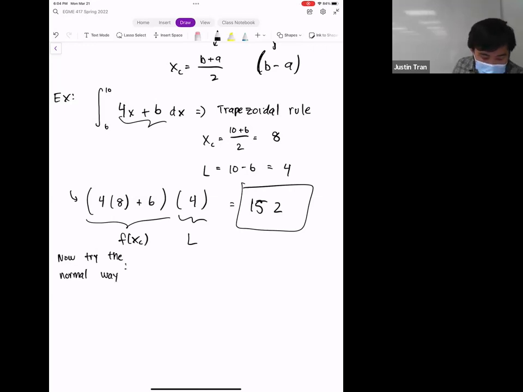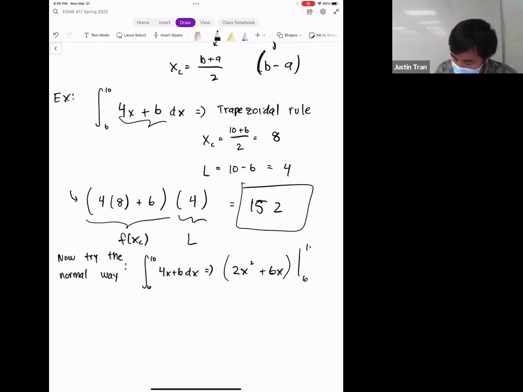Okay. Now let's try this the normal way. And so the normal way, we have the integral from 6 to 10 of 4x plus 6 dx. Our first step here is to compute the antiderivative. And so the antiderivative is 2x squared plus 6x, right? And we're going to evaluate this from 6 to 10.